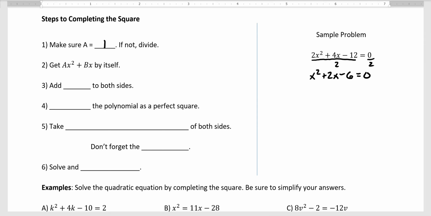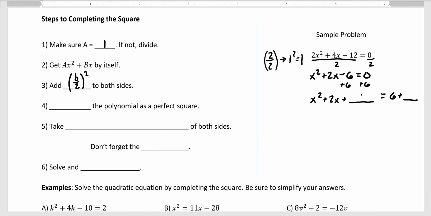Then we're going to get ax squared plus bx by itself. Add 6 to both sides in our sample problem. We get x squared plus 2x, and I'm going to leave a blank. All right, and I'll show you why. We are going to add b divided by 2 squared to both sides. So what is 2 divided by 2? It's 1. What's 1 squared? It's 1. So I'm going to add 1 to both sides here.